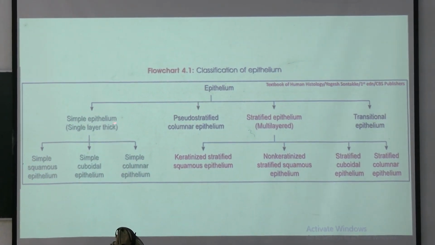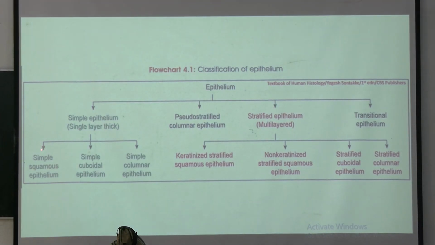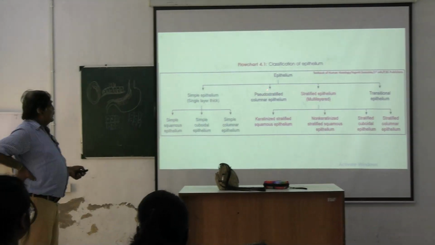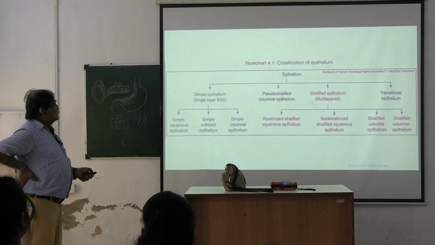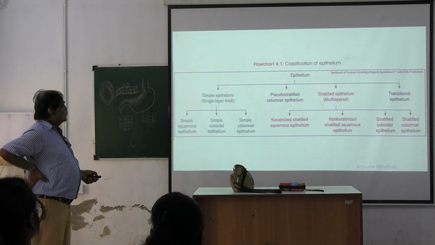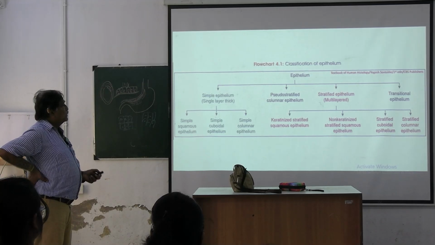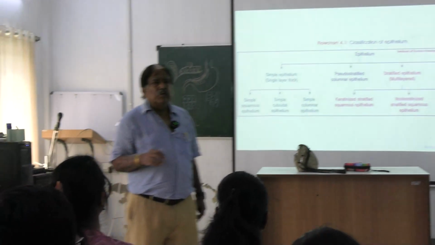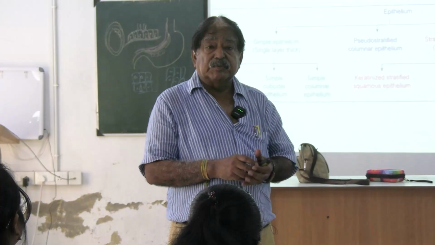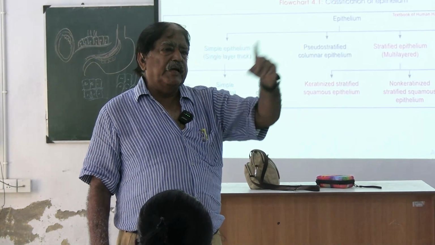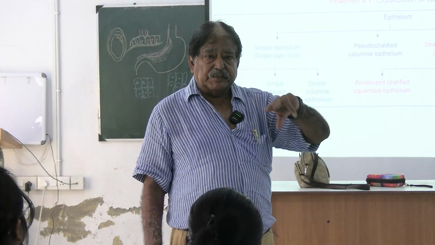Now see, simple epithelium, single layer thick: simple squamous epithelium, simple cuboidal epithelium, simple columnar epithelium. Then pseudostratified columnar epithelium, stratified epithelium, multilayered, and transitional epithelium. Keratinized stratified squamous epithelium, non-keratinized stratified squamous epithelium, stratified cuboidal, stratified columnar epithelium. You have this flow chart in every textbook. You draw and make a mistake.